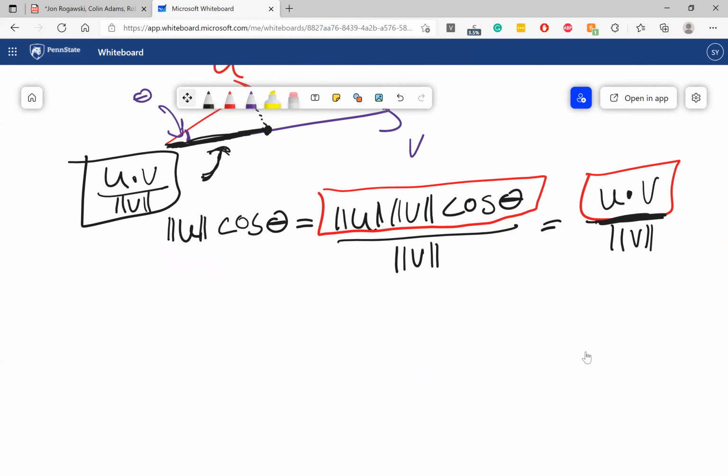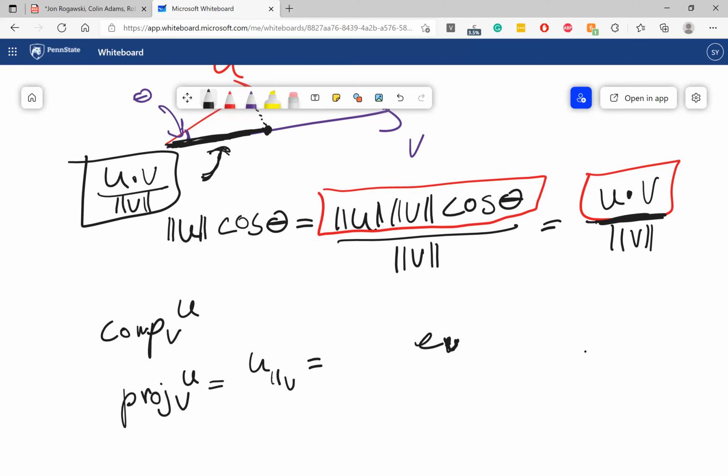Now to find the actual projection, and generally this is called the component of U projected onto V. If you want to find the projection of U projected onto V, this is supposed to be a vector in the direction of V with this length over here. And in the textbook, they denote this U projected onto V. And this is going to be some unit vector in the direction of V multiplied by this number over here, U dotted with V over the magnitude of V.